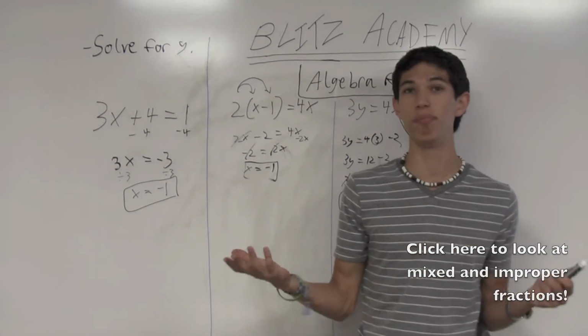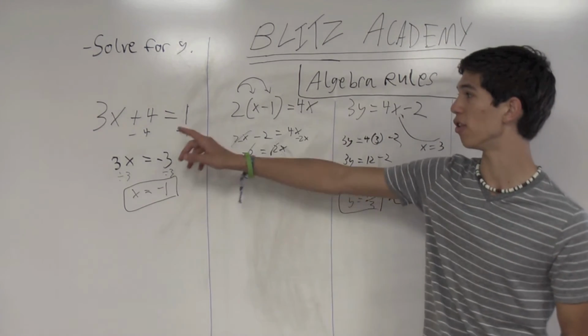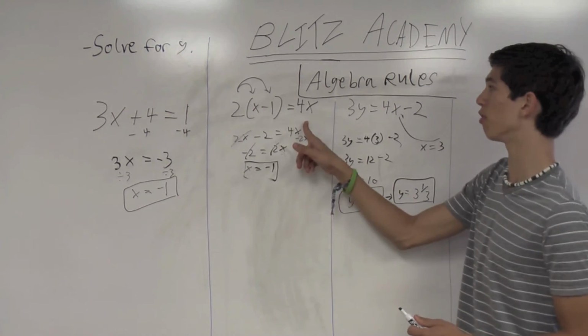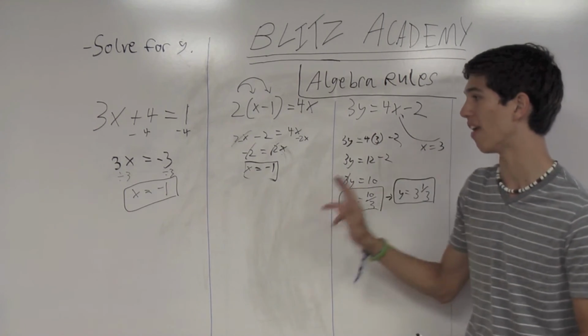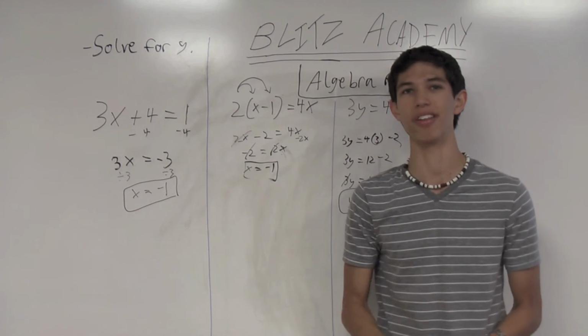So, this was your basic algebraic rules. Remember that using the commutative property, the distributive property, and the associative property, that you can make sure that you can remember how to solve every single one of the algebra problems that you'll find in the future.